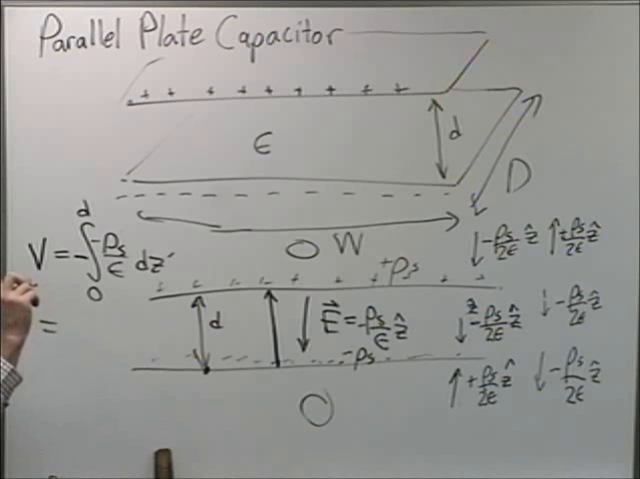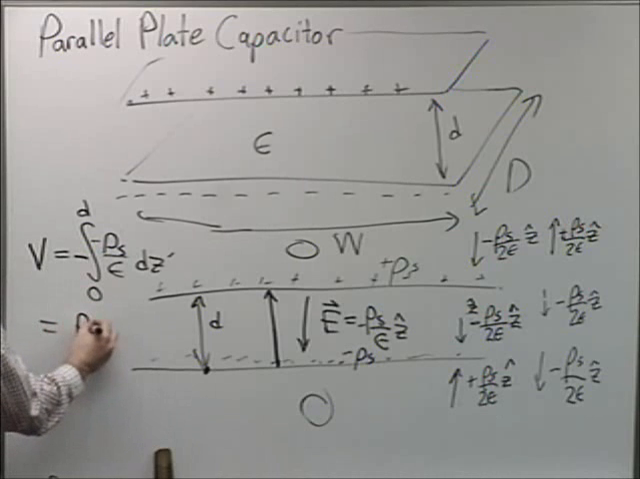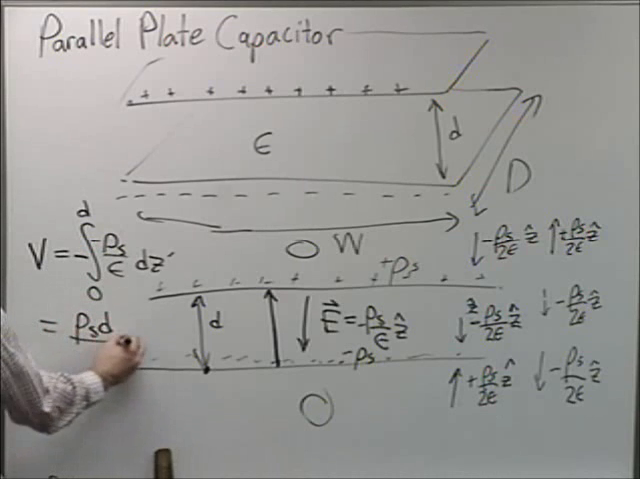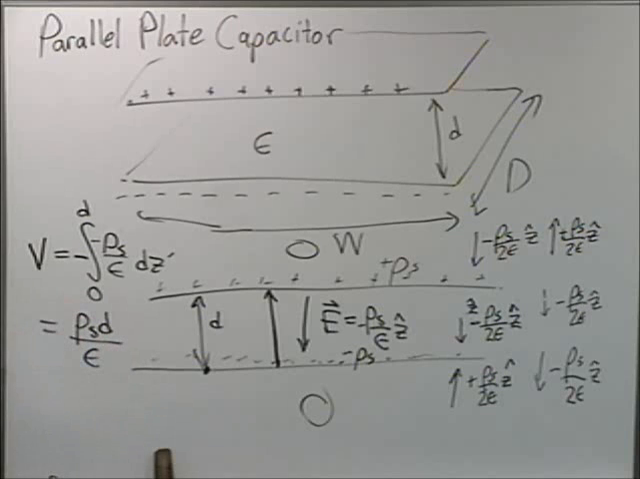Because E field is always minus the gradient of voltage. Voltage is minus the path integral of E field. So what I wind up with is rho sub s times d over epsilon. That's the first half. That's the voltage between the 2 plates.